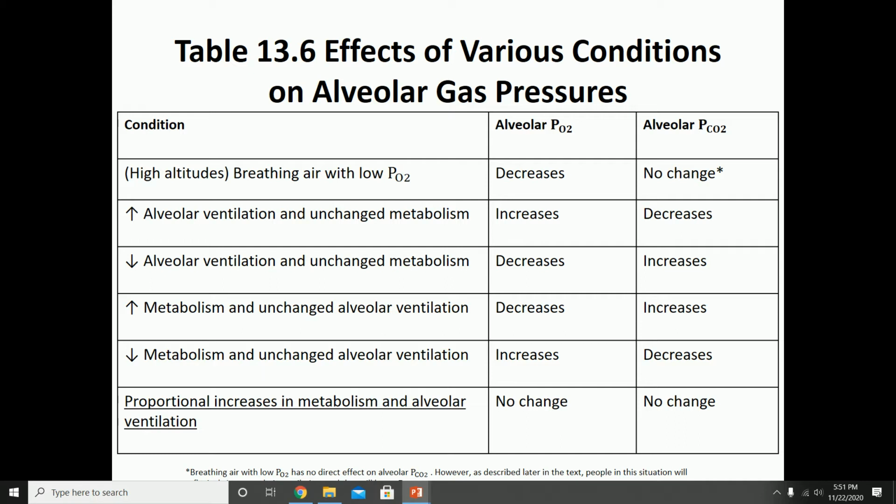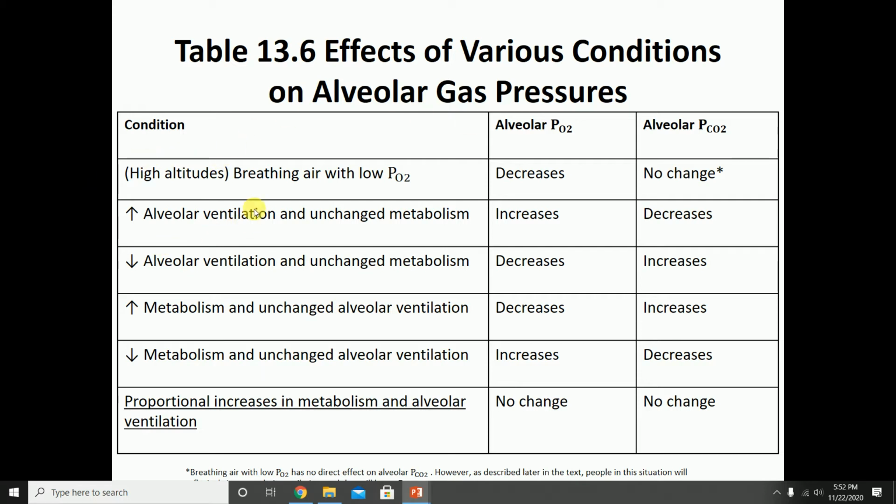So let's take a look at the different scenarios. What would happen to the alveolar pressures of oxygen and the alveolar pressures of carbon dioxide under different scenarios? So let's say, for example, one person is at higher than sea level altitudes. They are breathing air with low pressures of oxygen. So the alveolar pressure of oxygen will decrease, but the pressure of carbon dioxide does not change because the carbon dioxide produced by the cells isn't changing. You really haven't changed anything in the metabolism in this scenario.